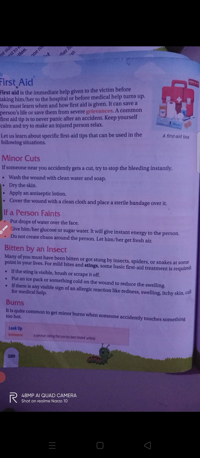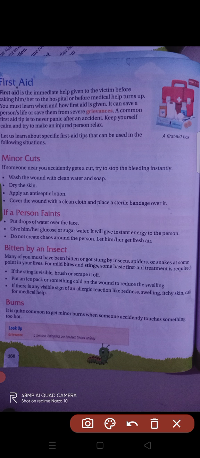Next, talking about first aid. So first aid, what do you mean by first aid? First aid is nothing but the immediate help given to the victim before taking him or her to the hospital, or before medical help turns up. So here you must learn when and how first aid is given. It can save a person's life or save them from severe grievances. So what do you mean by grievances? It is a common term stating that one has been treated unfairly. So it can save a person's life or save them from severe grievances.